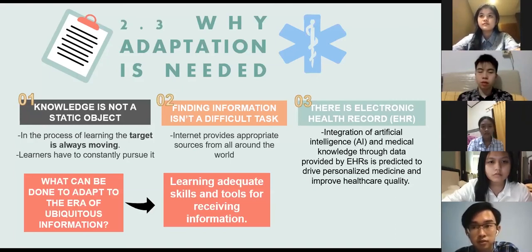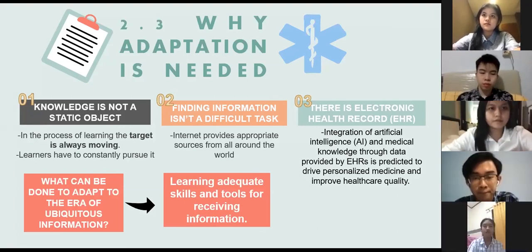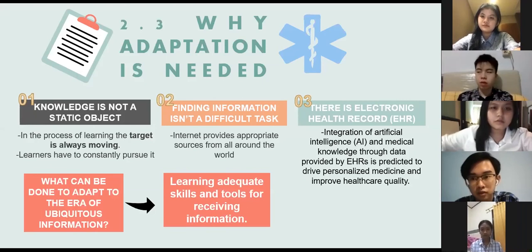So, what can be done to adapt to the era of ubiquitous information? We as medical students have to learn adequate skills and tools for receiving information in this era of ubiquitous information. Thank you.